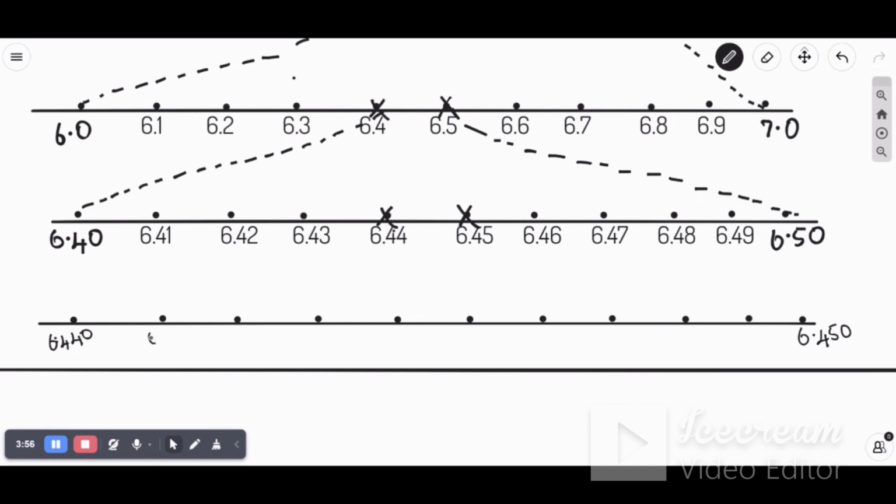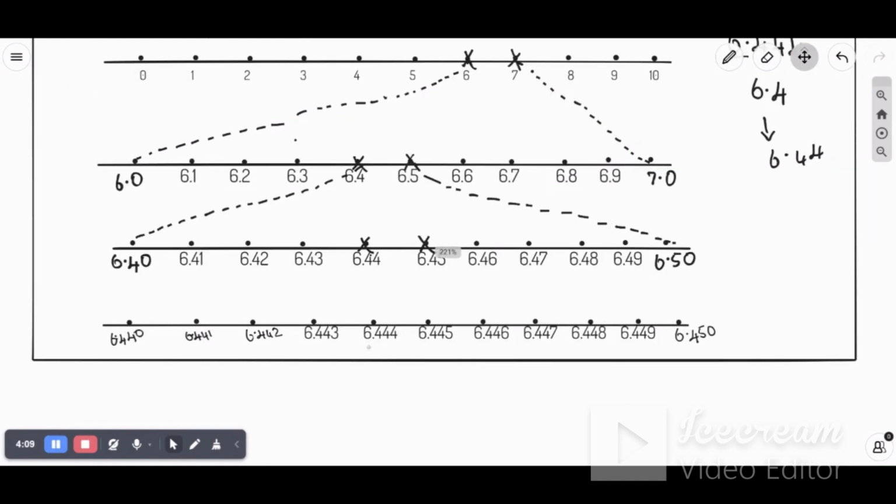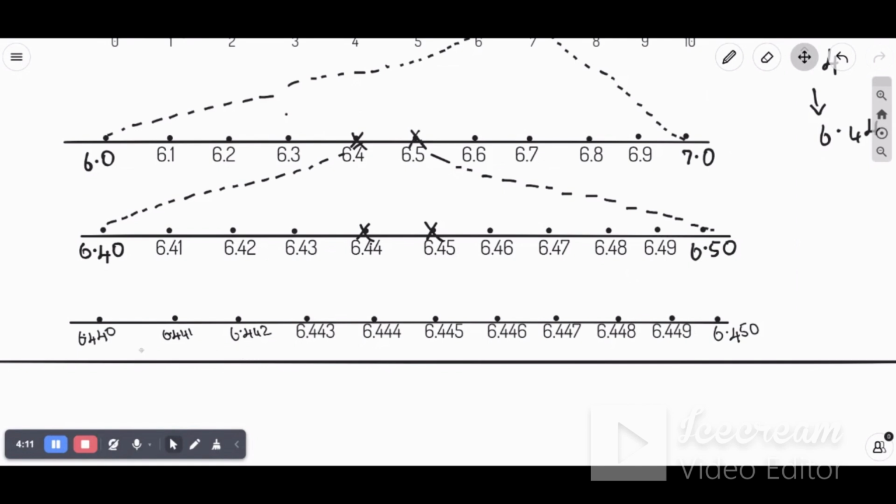So I will fill the numbers here. 6.441 and then will be 6.442. So this is how it goes and it ends with 50. So let's fill up the numbers. So I have filled up all the numbers here. 6.40, next will be 41, 42, 43, 44. That's it. The other numbers are repeating.